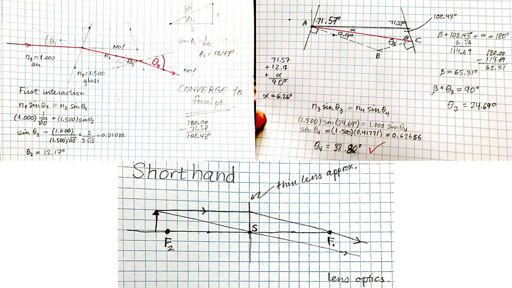Anybody verify 12.17? Raise your hand if you verify. Okay, 12.17. And let's give it 4 significant figures. All right, now that's theta 2 up here. All right, now we've got some problems.